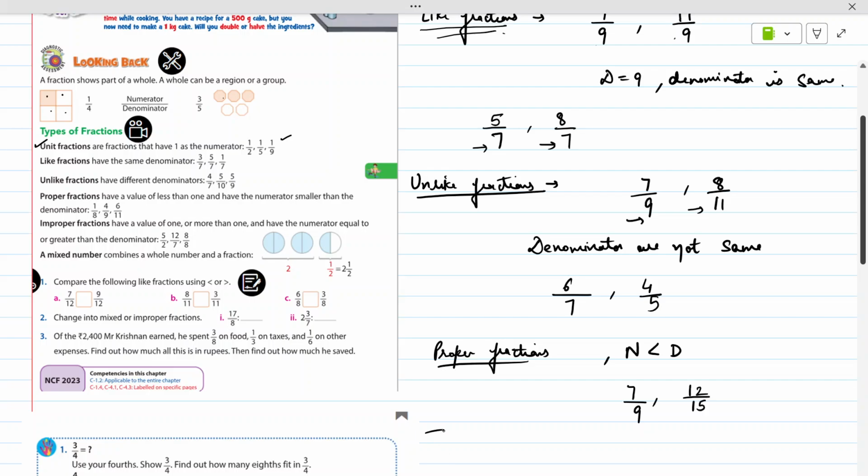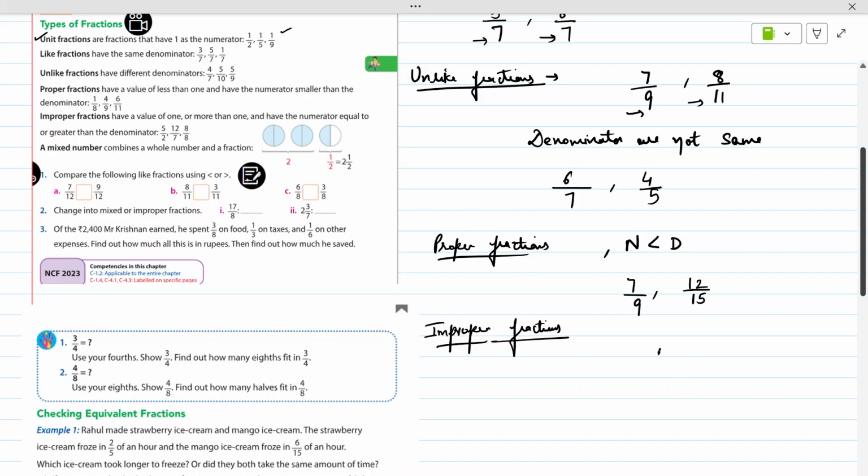Next we have improper fractions. What are improper fractions? Improper fractions are those fractions where the numerator is greater than the denominator. For example, 12 by 5, and here I'm taking 8 by 3. All these are examples of improper fractions.